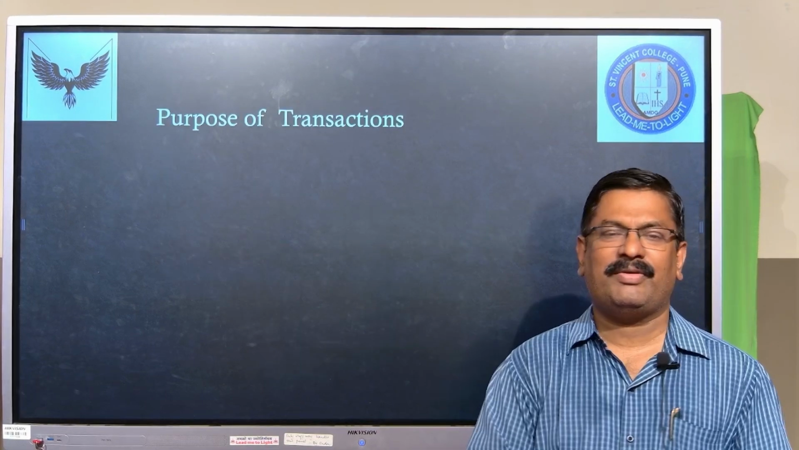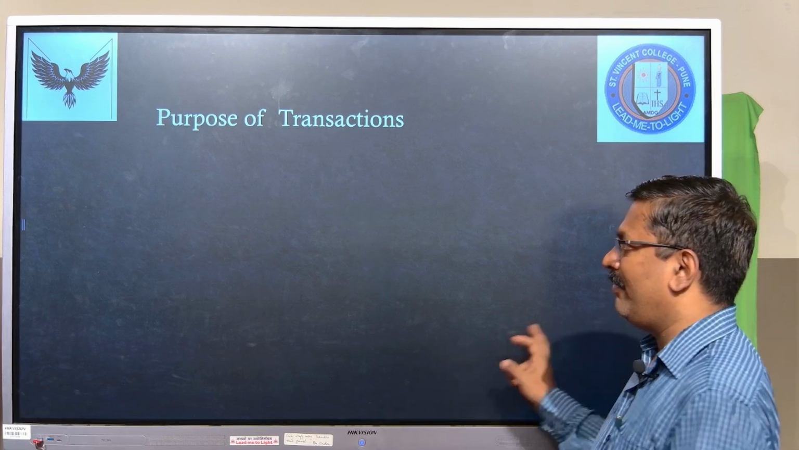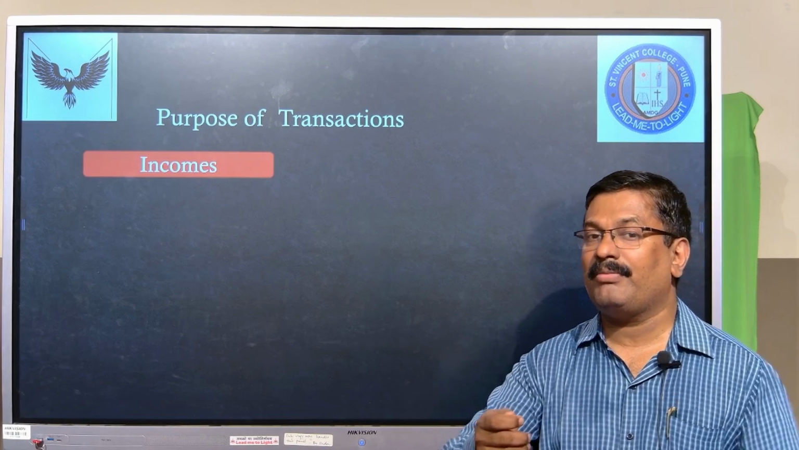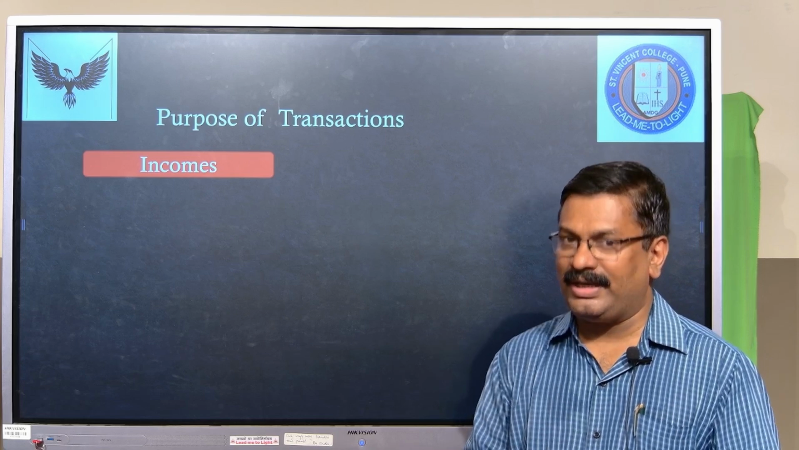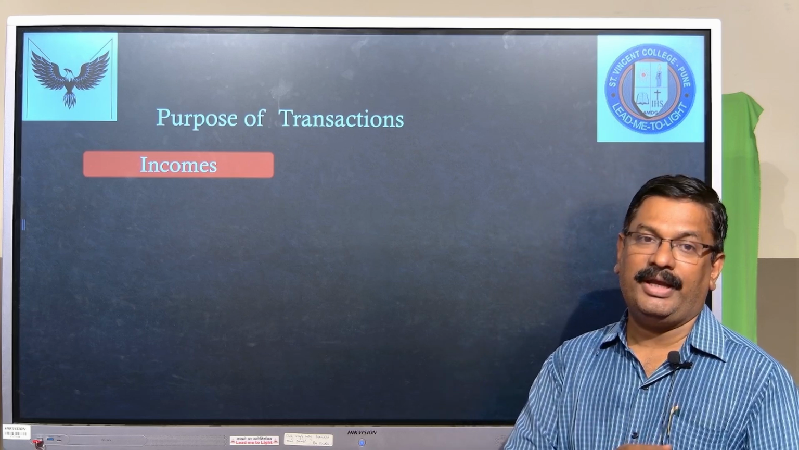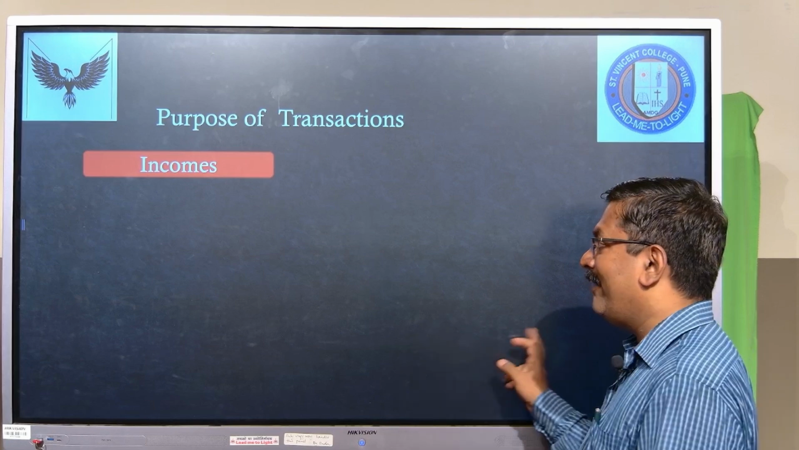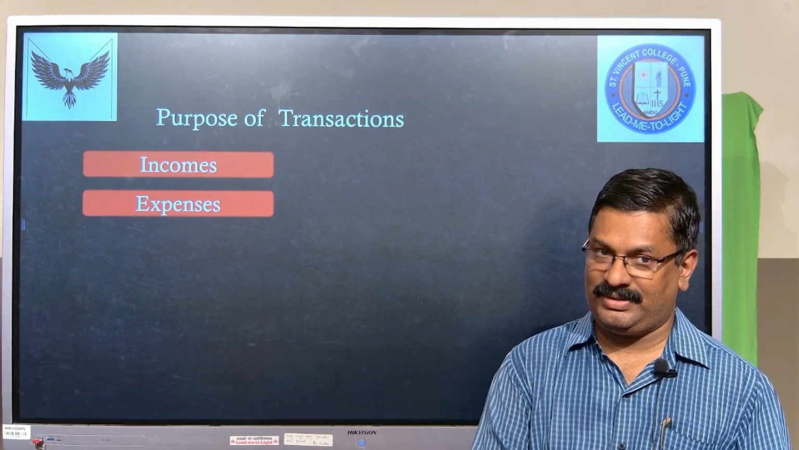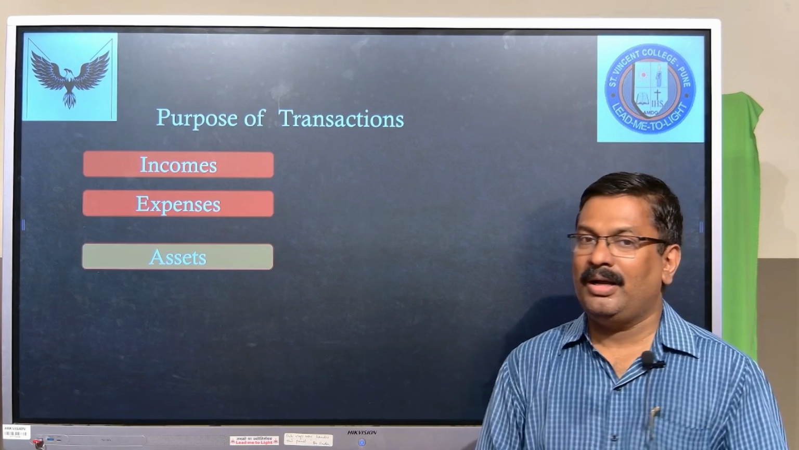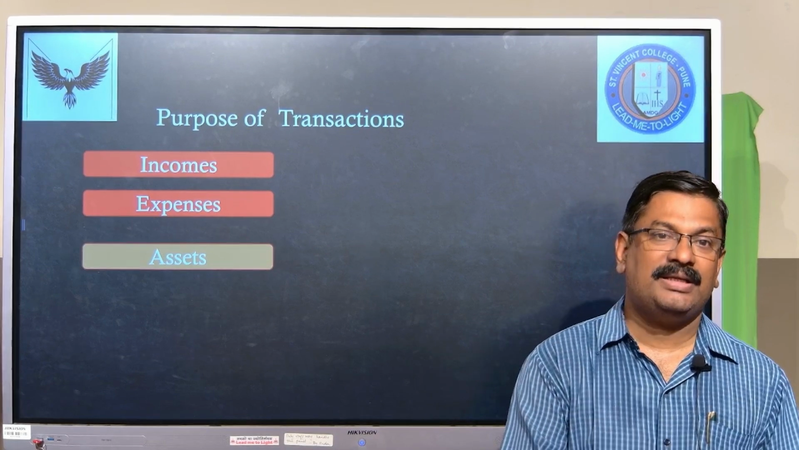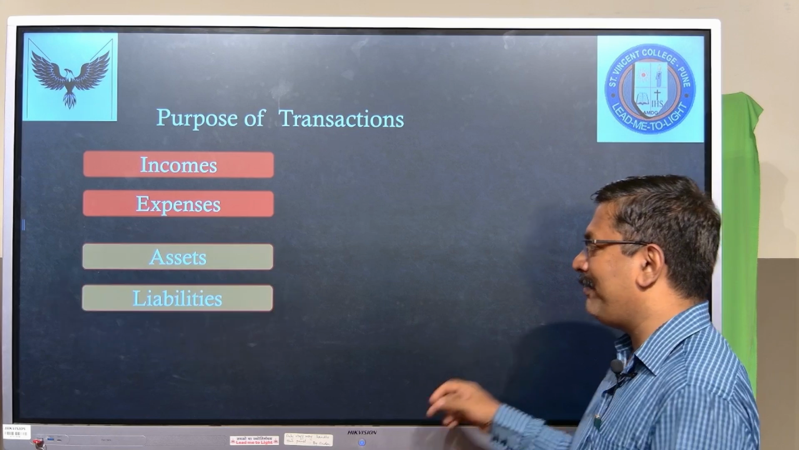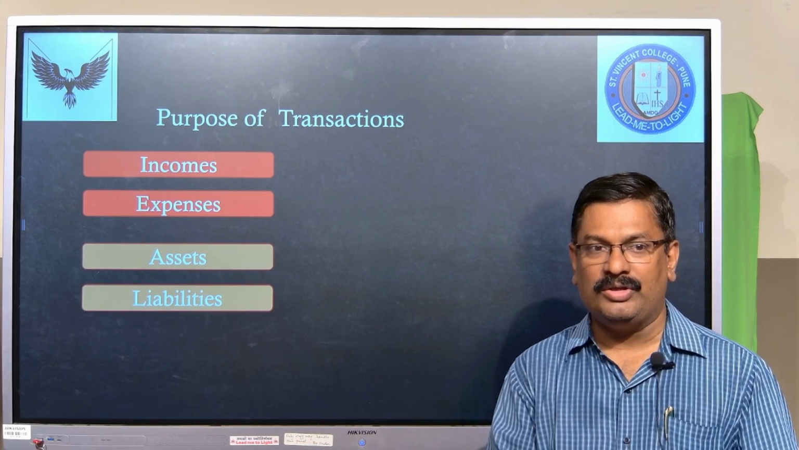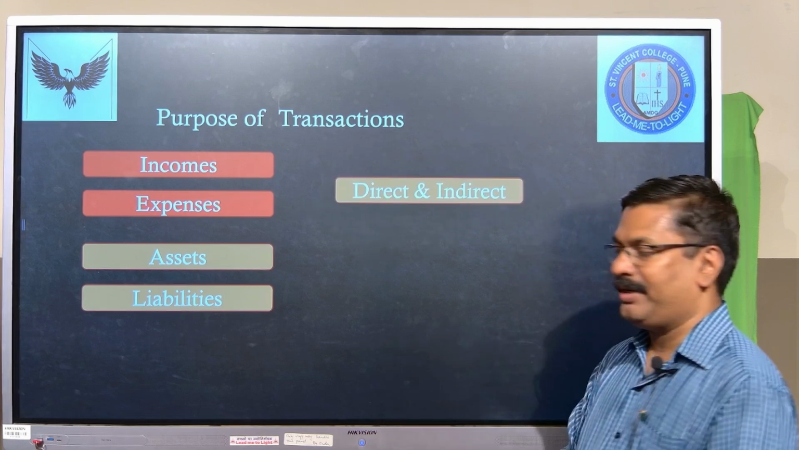Now what is the purpose of credit transaction and cash transaction? When you look at it, there are different purposes. Let's say when I am receiving money in the form of cash transaction, it is in the form of an income. Or when I am giving money, I am giving money in the form of an expense. Or when I am giving money, I am purchasing some assets. Or when I am taking money, I am taking money in the form of a liability, loans, advances or capital.